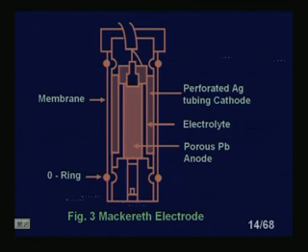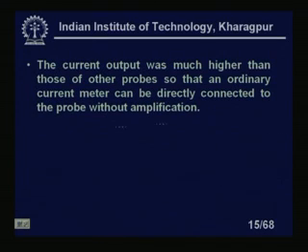Porous lead is the anode, and this is the electrolyte. You can see we have an O-ring and perforated tubing, the cathode. Okay, so this is our Mackereth electrode. You can see here we have an O-ring and the membrane is there. The current output was much higher than those of the other probes, so that an ordinary current meter can be directly connected to the probe without amplification.